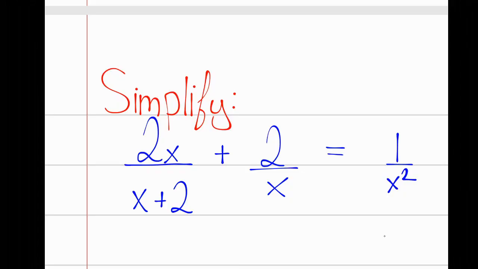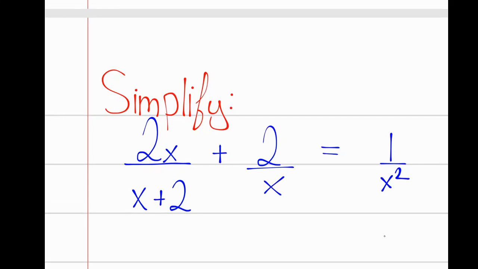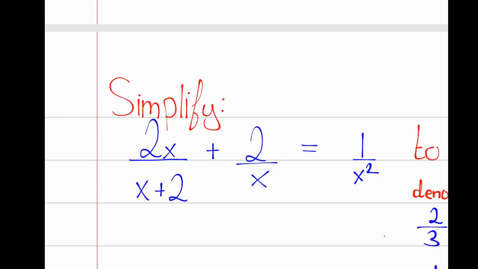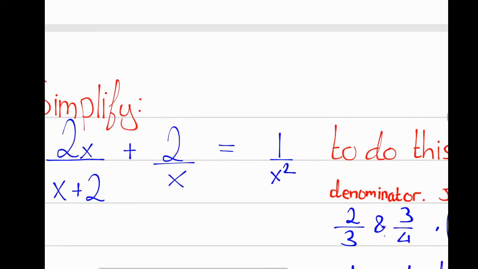Okay, so we might be asked to simplify some fraction, some fractional equality, some fractional inequality. For example, 2x over x plus 2 plus 2 over x equals 1 over x squared. Okay, so this might seem quite complicated, but in reality, let's have a look at this when we're talking about numbers as opposed to algebra.